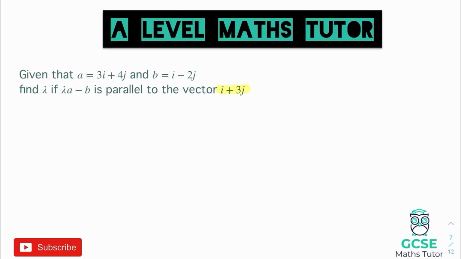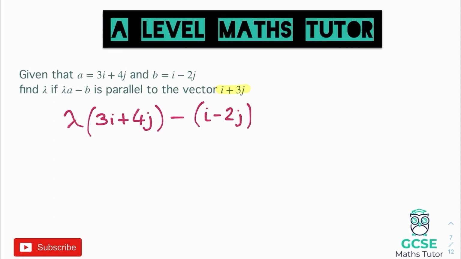So we've got lambda lots of a, and a is 3i plus 4j. So we've got lambda lots of 3i plus 4j, and then we're going to take away from that, you've got to be careful with this one, b, and b is i minus 2j. Now as we're taking it away, I'm going to put this one, i minus 2j, into a bracket.